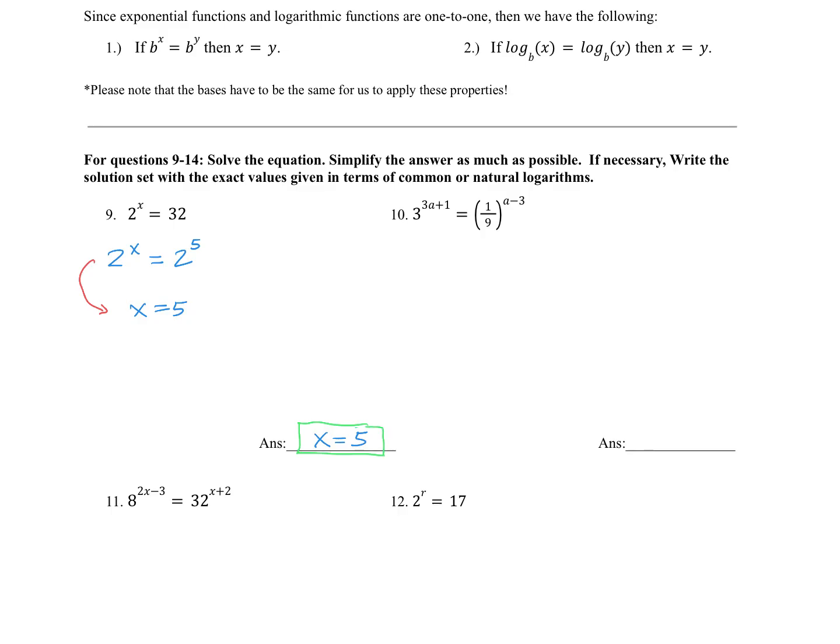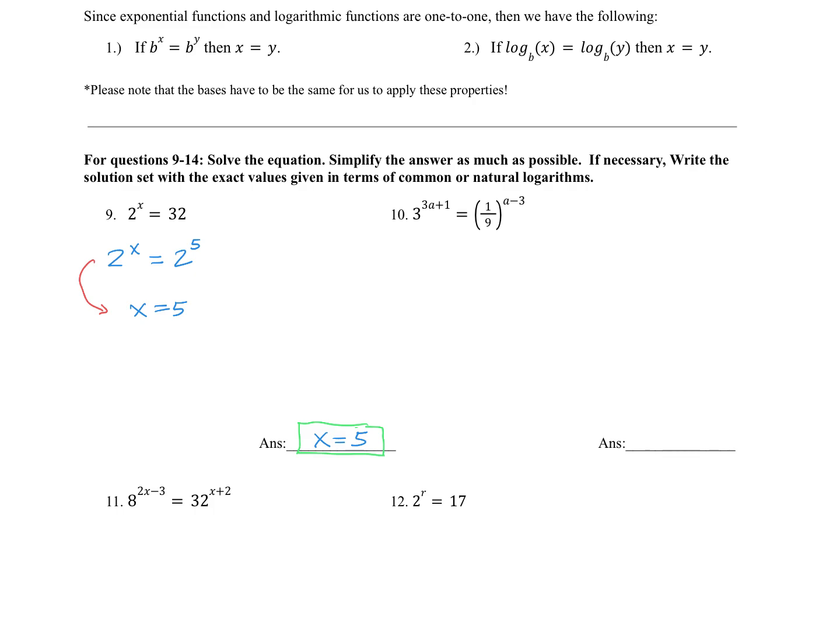A very short problem. For the next problem, however, you'll notice that the bases don't look the same right now. One base is 3 on the left. The other one is 1/9 on the right. So the idea here is to rewrite the 1/9 as a power of 3. And if you think about it, if you take a 3 and you flip it over and then you square it, that does make 1/9. So that exponent is -2.